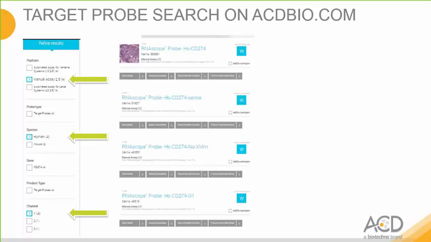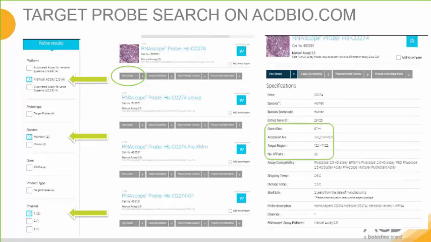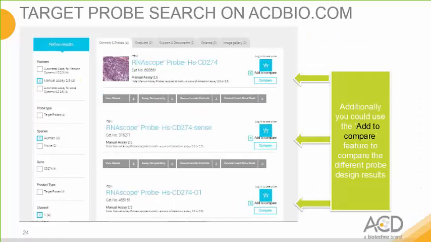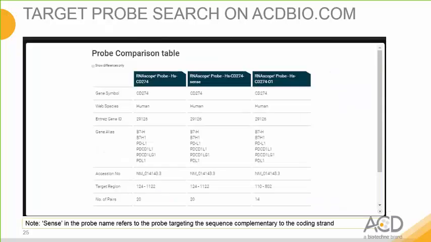To further drill down and identify the target region of these specific probes, please click View Details and a drop-down table will open with these specifications. Alternatively, to compare multiple probes to the same target, please check the Add to Compare box located below the cart. This will result in a probe comparison table where the different specifications can be compared.